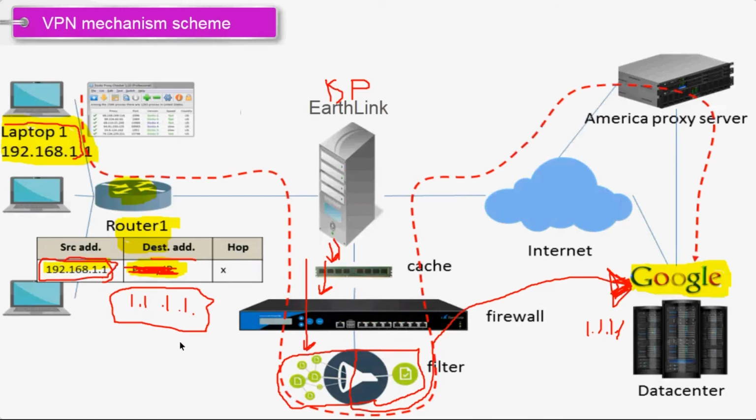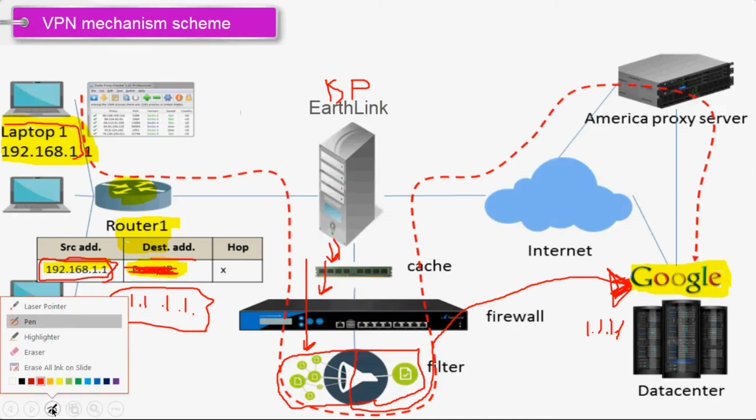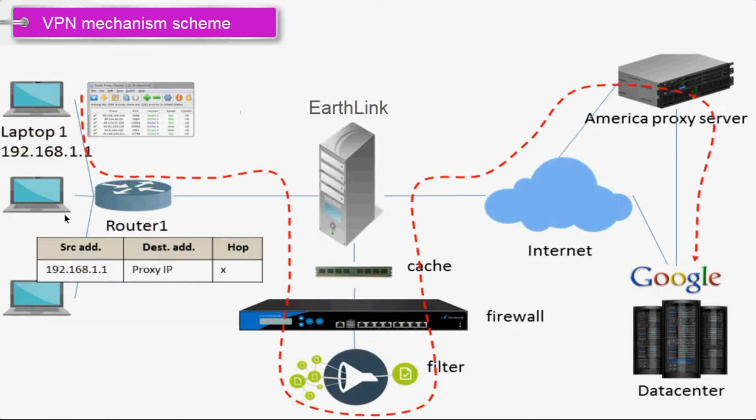So let us go to the proxy. What if it is not allowed to go to Google? In this case, the strategy will be different. Here, laptop 1 wants to go to Google, and it's not allowed, or it's not secure, something like this, or we want to change identity. So we need to use a VPN, Virtual Private Network.